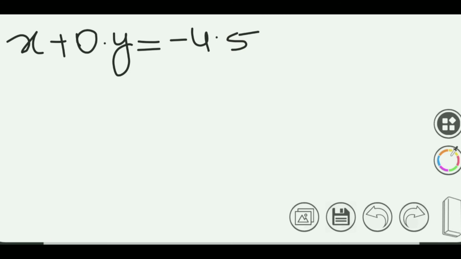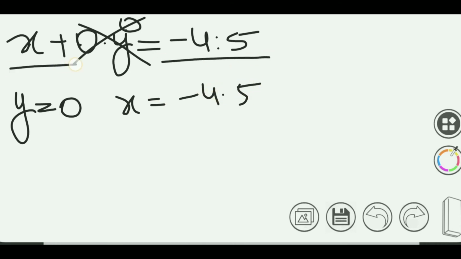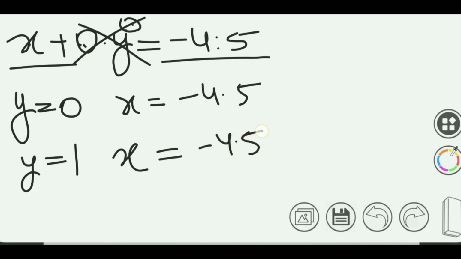Okay. Now I am taking some values for y. When y is equal to 0, tell me what is x. y equal to 0 means 0 into 0. This whole term got cancelled. What is the value of x? Minus 4.5. See, x is equal to minus 4.5. Now I am taking y is equal to 1. When y is equal to 1, what is the value of x? Anyways, 1 into 0 got cancelled. Again, x is equal to minus 4.5.